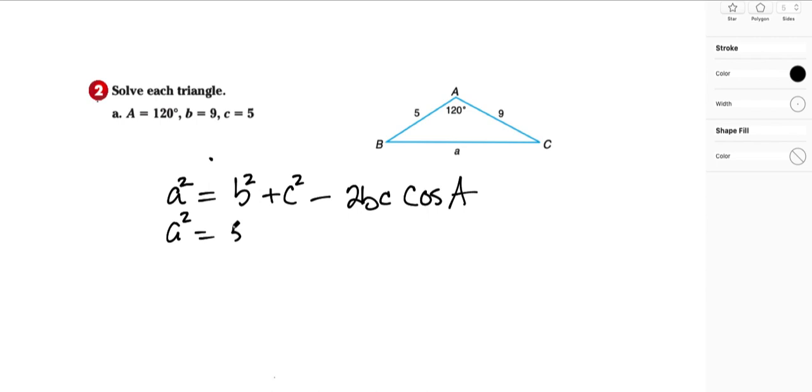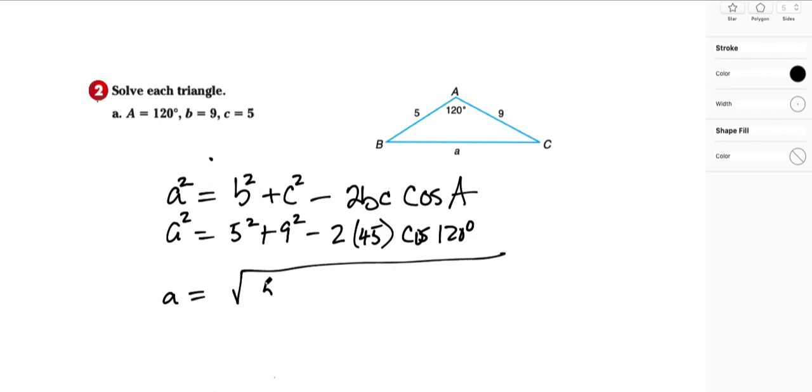That's equal to 5 squared plus 9 squared minus 2 times 5 times 9, which is 45. So I guess that's 90, but I'll just put the 45 here since I already write the 2, times the cosine of 120 degrees. And basically it's calculator ready. All I need to do is put a square root over everything.